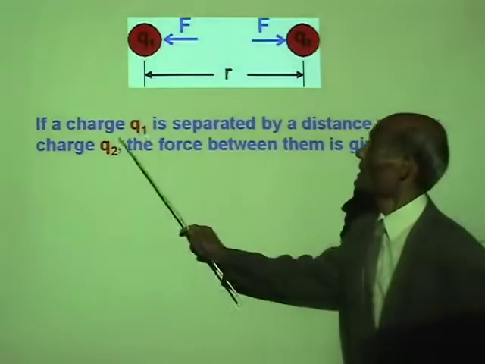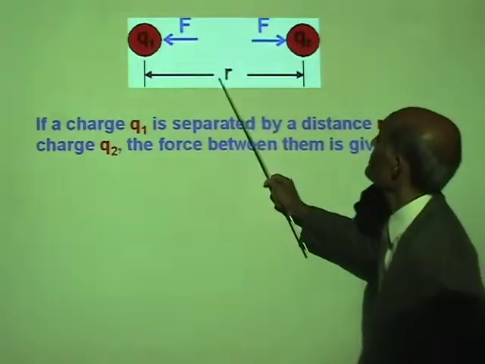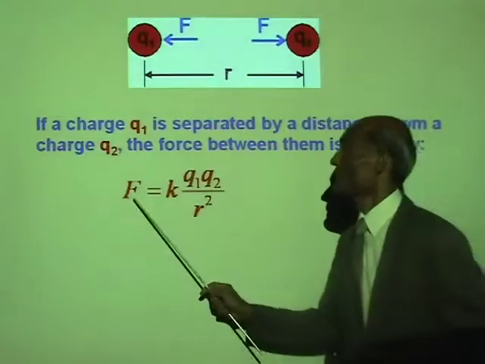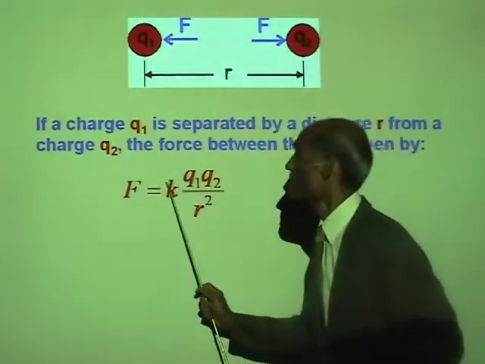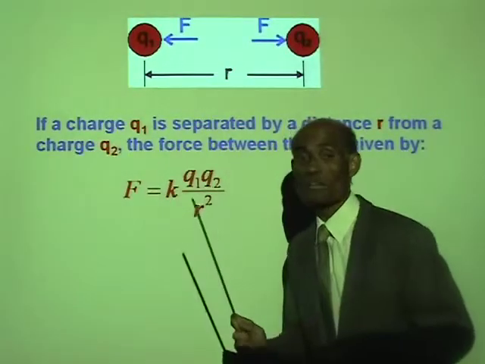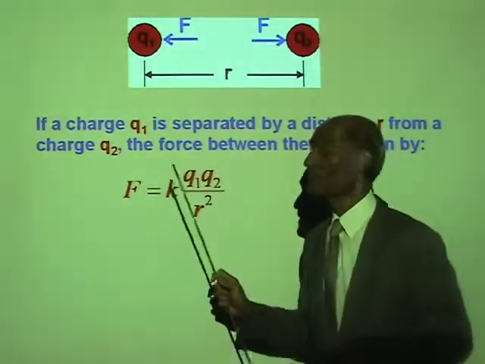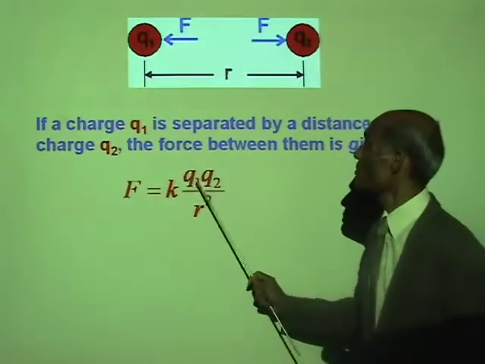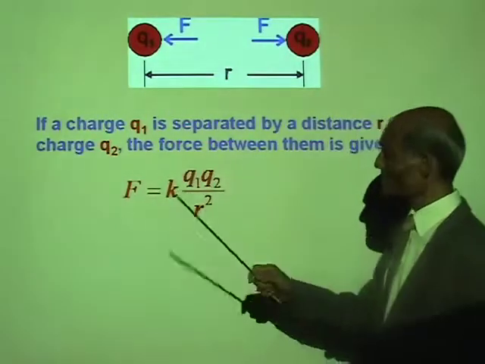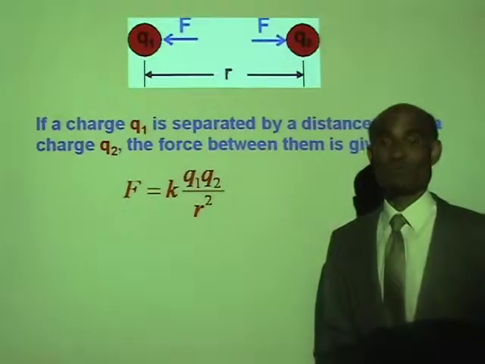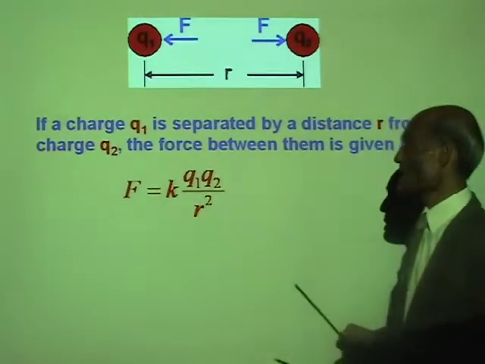Alright, now if charge Q1 is separated from a charge Q2 by a distance r, then that equation becomes F equal to, you remember, the proportionality sign has been replaced by the equal sign by adding a constant k. So F equal to k Q1 Q2 over r squared, and that is the mathematical statement of Coulomb's law. Once you know this, we can solve problems using that concept.